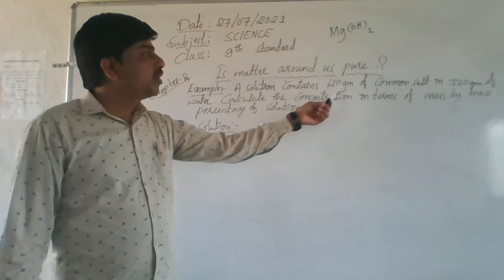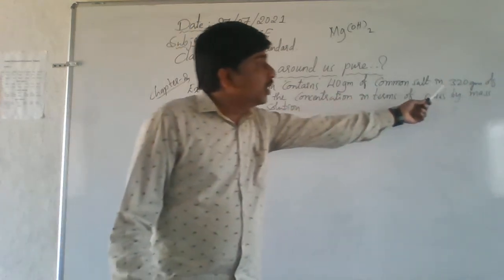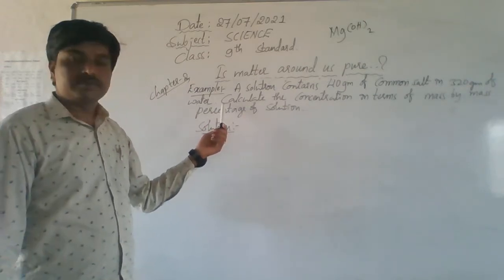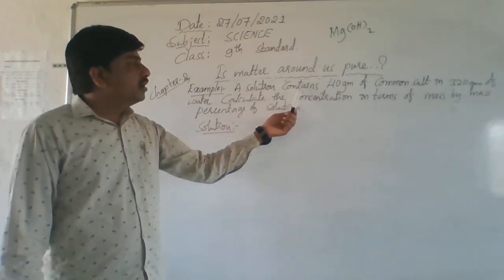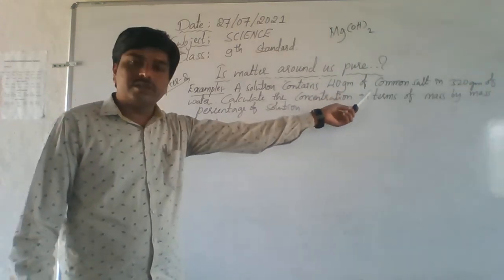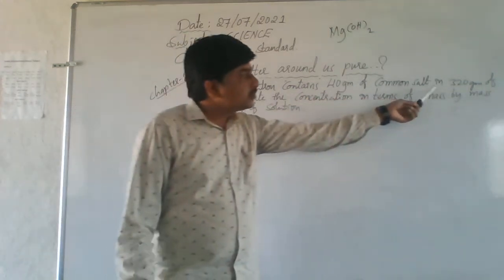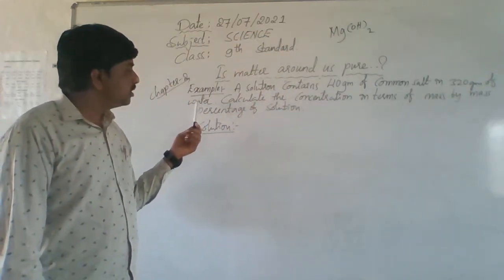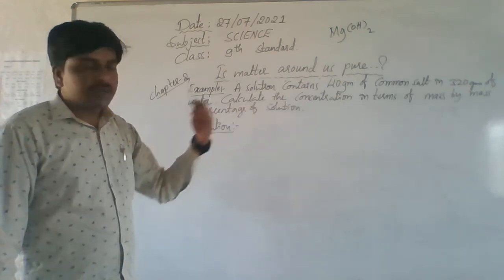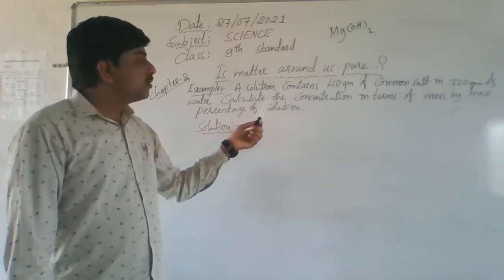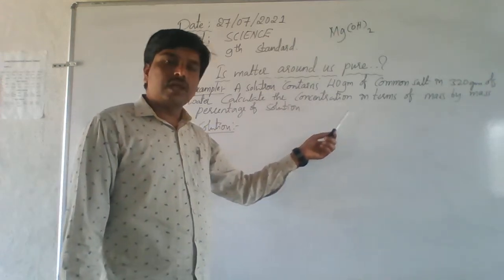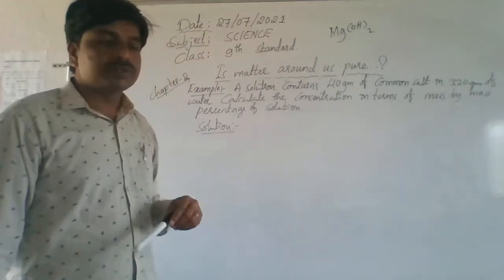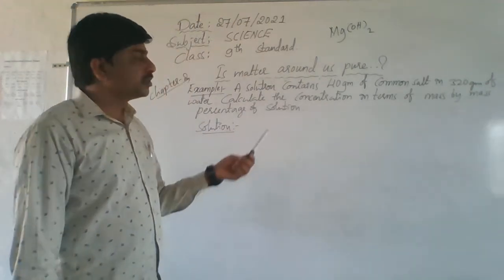So how much is 40 gram of common salt in 320 gram of water? The total solution contains 40 gram of common salt. Common salt is the solute, in 320 gram of water. Water quantity is given as 320 gram. Then calculate the concentration in terms of mass by mass percentage of solution.